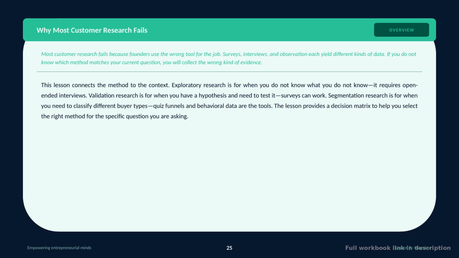This lesson connects the method to the context. Exploratory research is for when you do not know what you do not know. It requires open-ended interviews. Validation research is for when you have a hypothesis and need to test it. Surveys can work. Segmentation research is for when you need to classify different buyer types. Quiz funnels and behavioral data are the tools. The lesson provides a decision matrix to help you select the right method for the specific question you are asking.